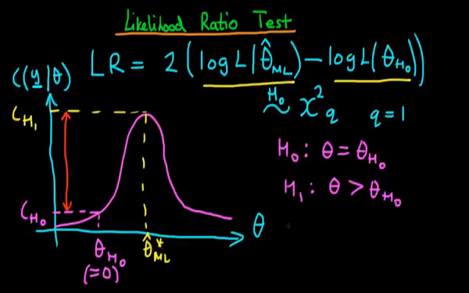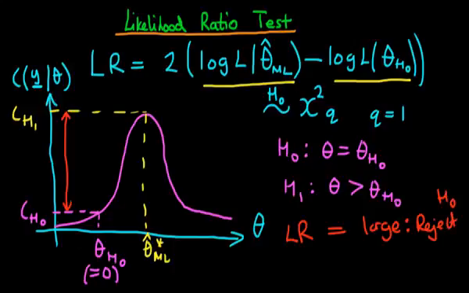So the idea behind this likelihood ratio test is that if there is a significant difference between these two values, which corresponds to a large value of the term inside the parenthesis here, forgetting about the 2 there, then the likelihood ratio statistic is relatively large. And in that circumstance, because there is a big difference between the log likelihood of H1 and H0, we reject H0.